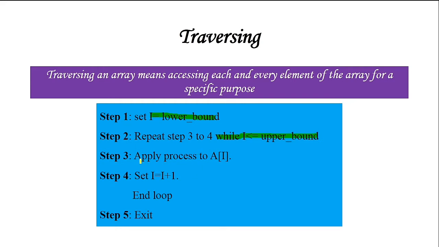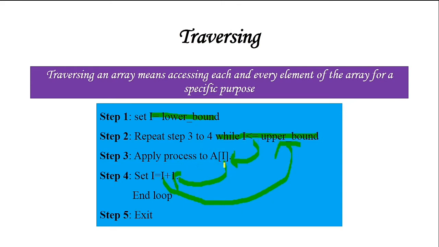traverse. So here apply the process to a of I. For the first iteration of the while loop, we apply the process to a of I. So what will happen? A of 0 will be processed. Then you are going to increment I by 1. When you increment I by 1, I will be set to 1. After that, once again come back to the while loop and check the condition whether I is less than or equal to upper bound. If it is, repeat the loop.